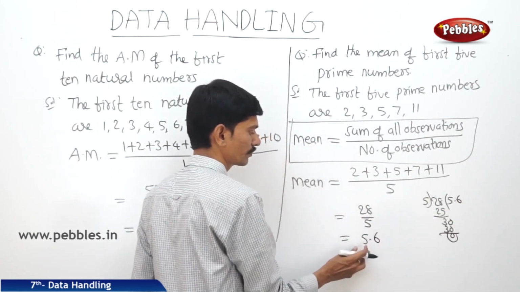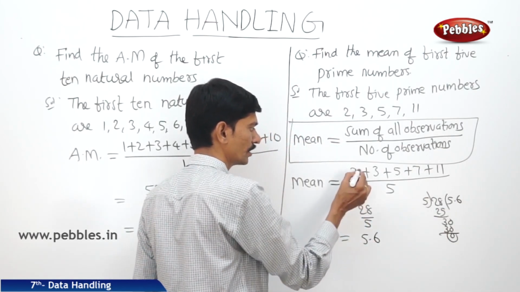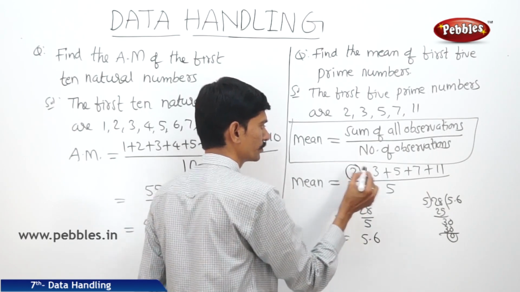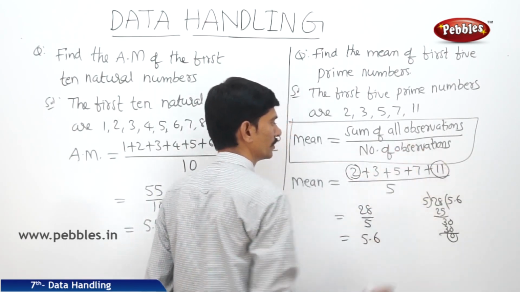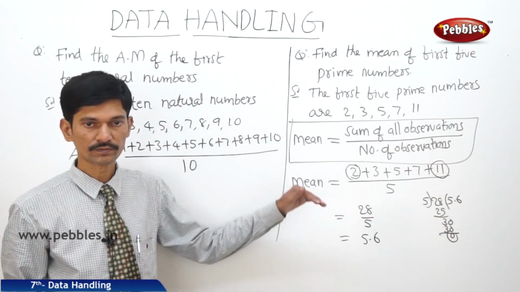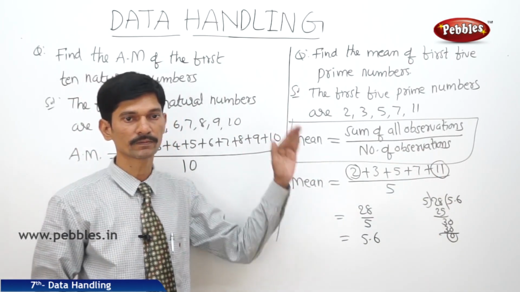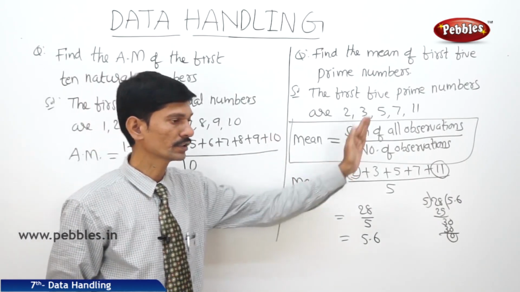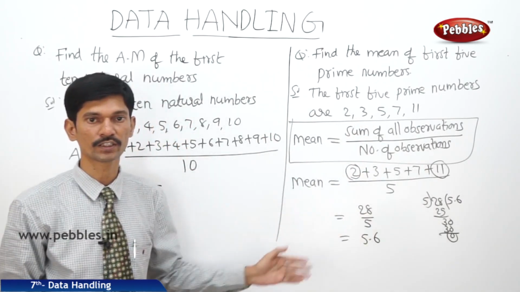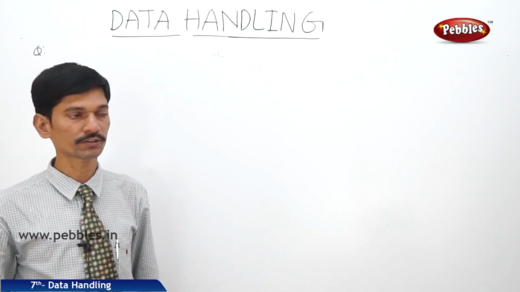So here also the arithmetic mean 5.6 lies between the least value 2 and the highest value 11. So we can say that the arithmetic mean of the observation always lies between the lowest observation and the highest observation of the given data. Now let us solve the next question.